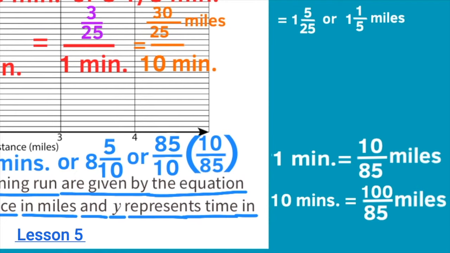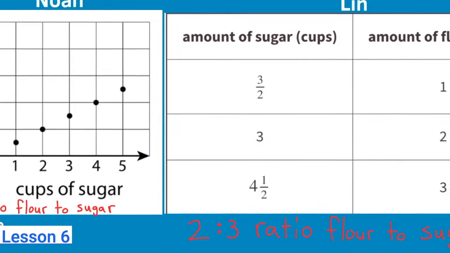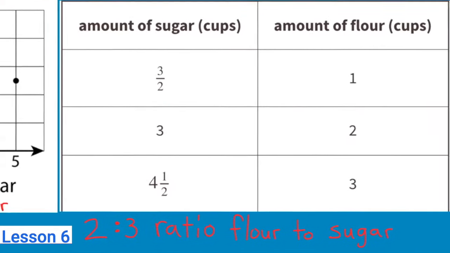B. Noah and Lynn buy a 10-cup bag of flour and divide it evenly to make their recipes. If they each use all their flour, how much sugar do they each need? 10 divided by 2 equals 5 cups. So each of them will be using 5 cups of flour and an unknown number of cups of sugar. Noah's ratio of flour to sugar is 1 cup to 2 cups. And Lynn's ratio of flour to sugar is 2 cups to 3 cups.